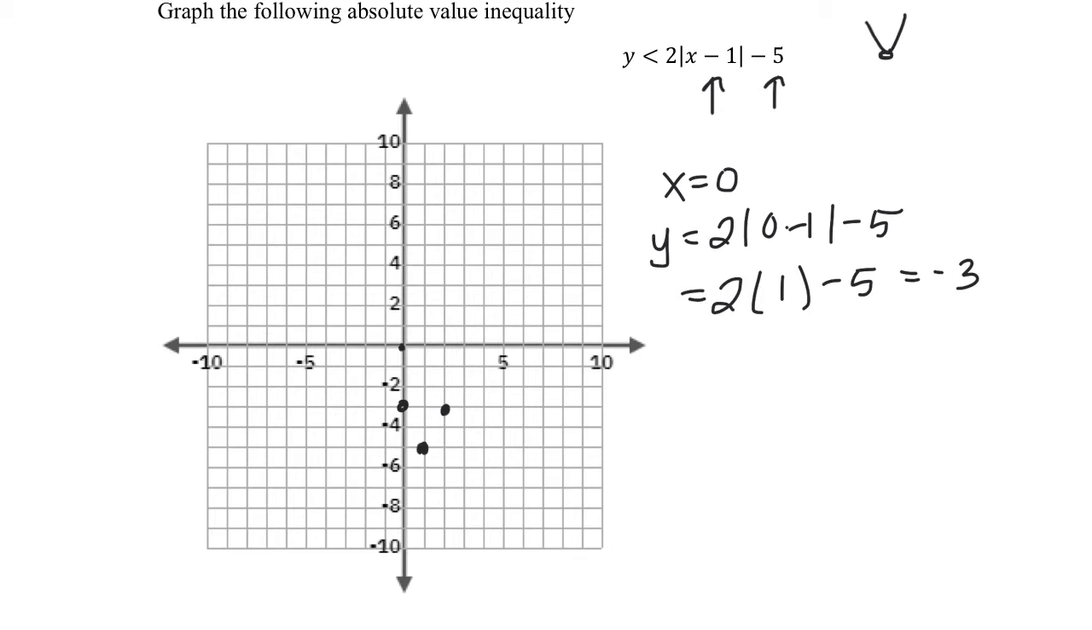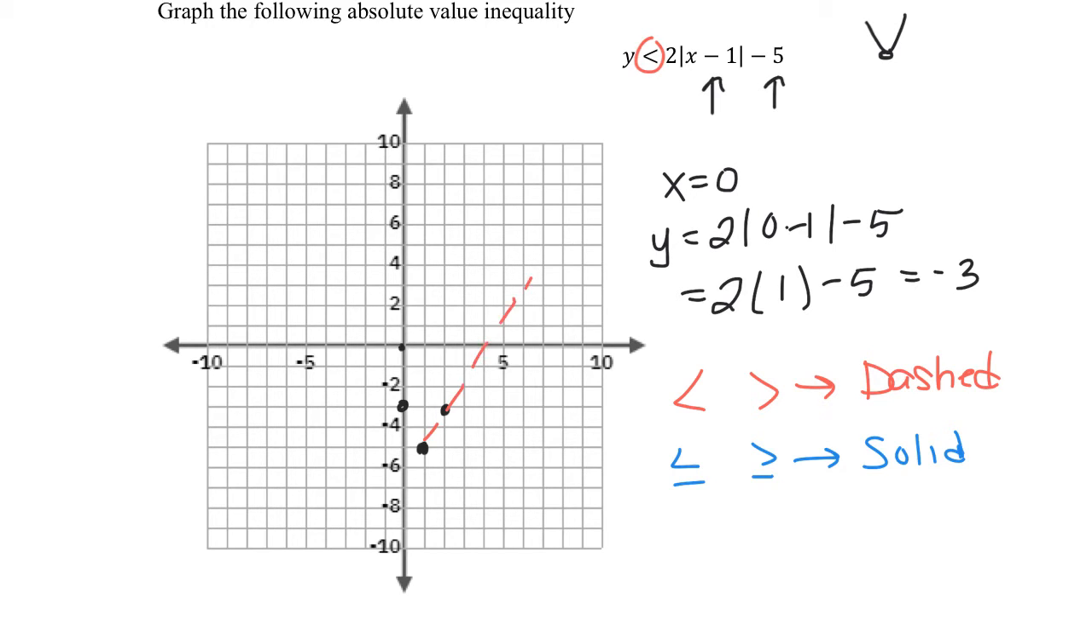So now that we can see our V shape, let's talk about the types of symbols in the line. This is the same as linear absolute values. If you have a less than symbol or a greater than symbol, you're going to have a dashed line because you can't include the line as a solution. If you have a less than or equal to or a greater than or equal to, you're going to have a solid line because the line is allowed as a solution. So we have a less than symbol. That means our V is actually going to be a dashed V, not a solid V.